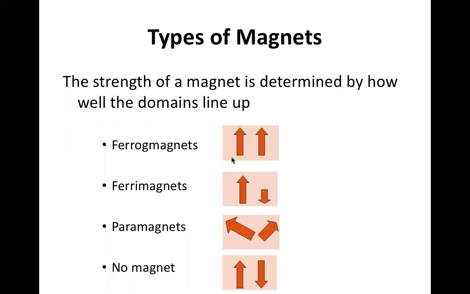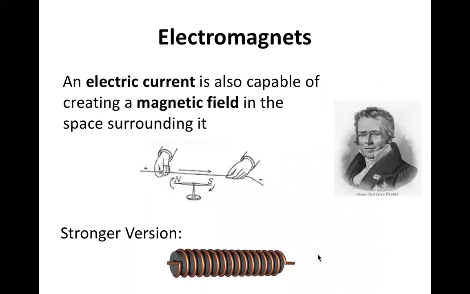So ferromagnetics, ferromagnets, paramagnets, or no magnet for these. This is the kind of schematic picture of the domains.